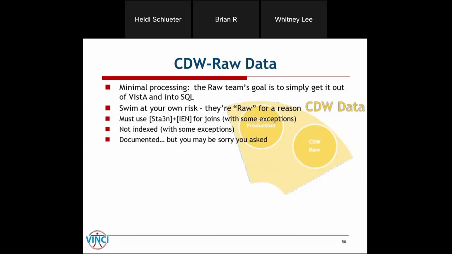Okay, now we're moving into the CDW raw data. So what's different about the CDW raw data? Well, the data here receives minimal processing. The goal is to get it out of Vista and into SQL. You should swim at your own risk because they're raw for a reason. Generally, you need to use the station and IEN to do your SQL joins with some exceptions. It's not really indexed here with some exceptions, and there is documentation, but you might be sorry you asked.